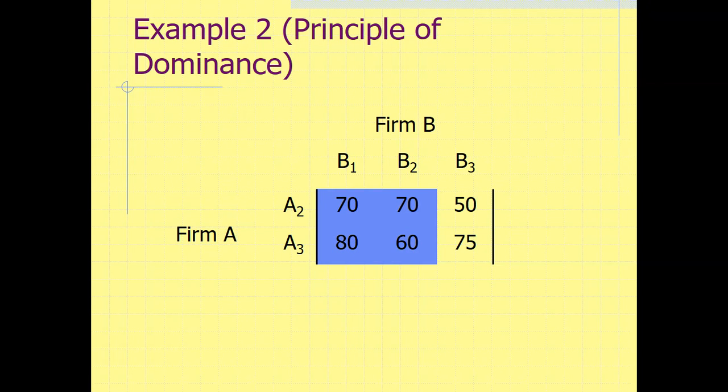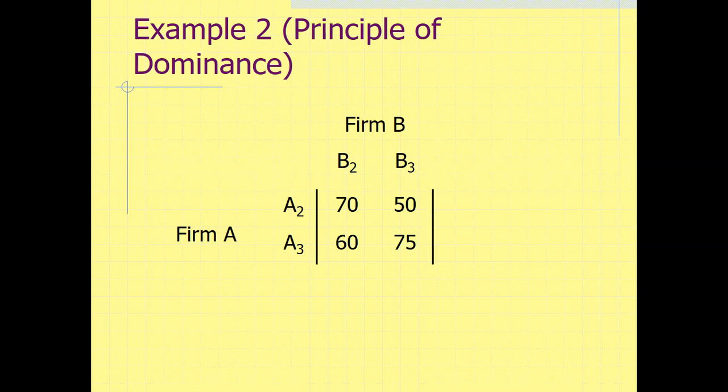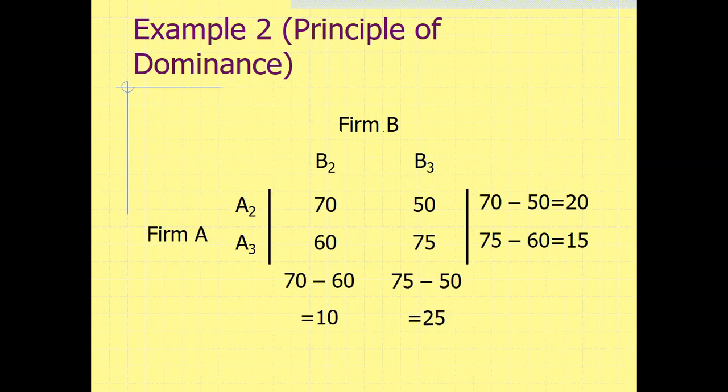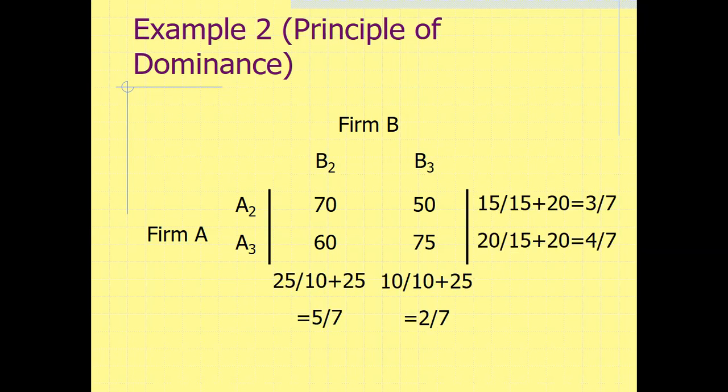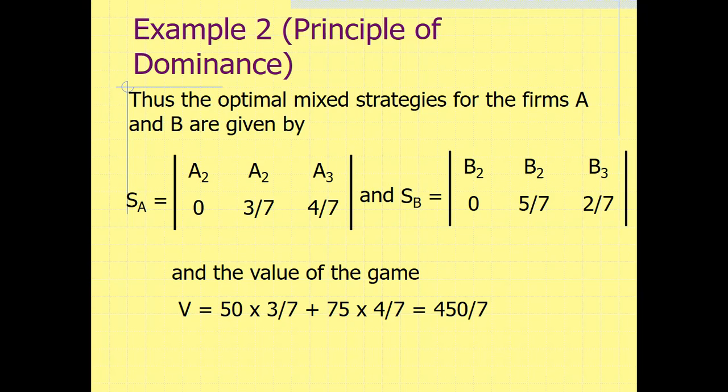each and every member of column 1 is greater than or equal to the corresponding values of column 2. Therefore, the first column is dominated by the second column and we are left with this matrix. Now applying the shortcut method. First step, subtracting values, interchanging values, dividing by the addition of both the values. We get these as the optimal strategies for the firms A and B and the value of the game.